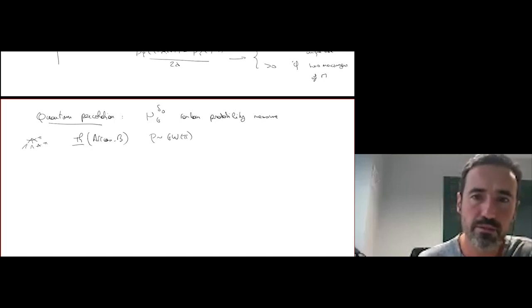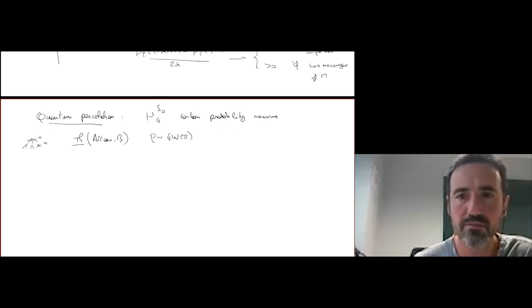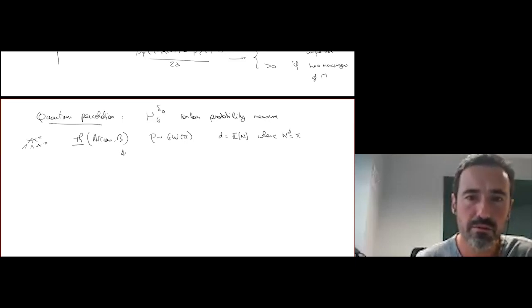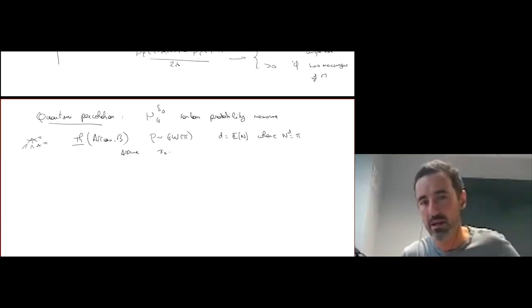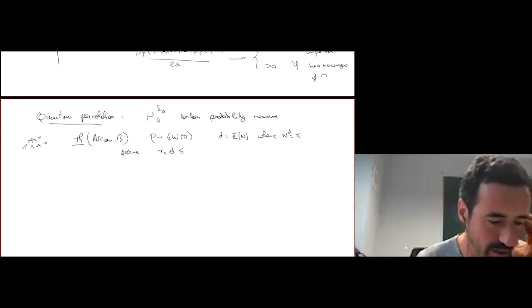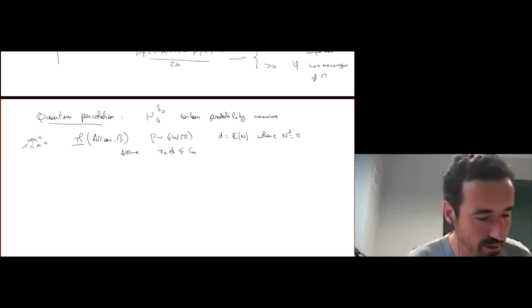You put d to be the expectation of n, where n has law pi. And you assume that pi 0, the mass that this probability measure puts at 0, is small, because as soon as pi 0 is positive, as we have seen, there are atoms everywhere in the spectrum. But you assume that pi 0 times d is bounded by a universal constant C0.